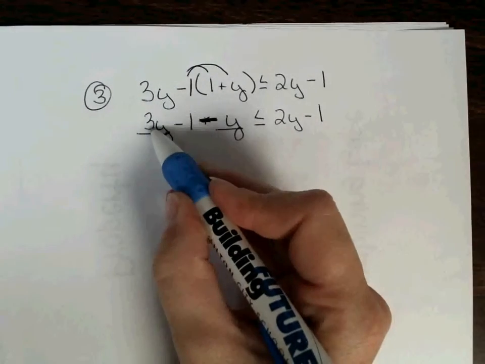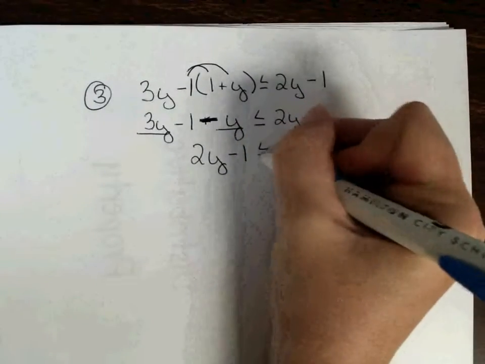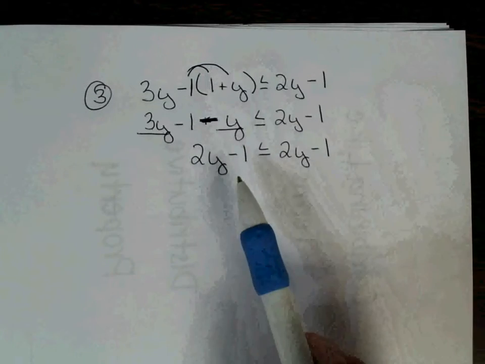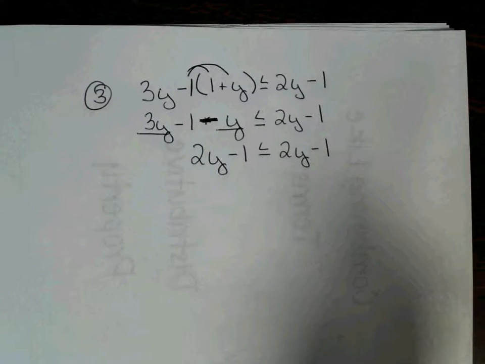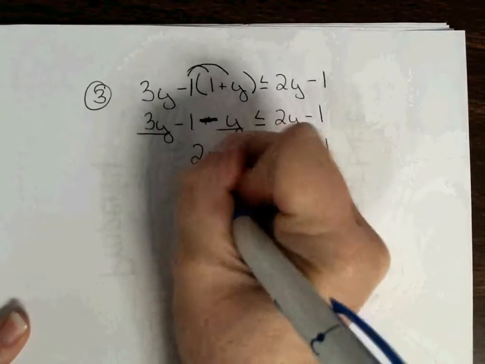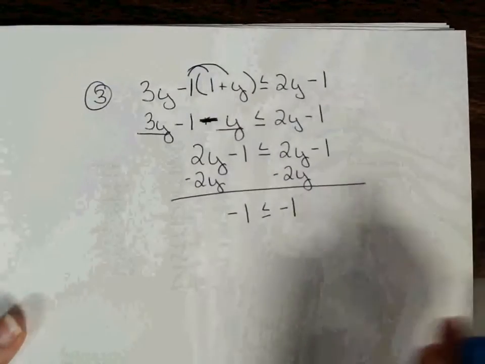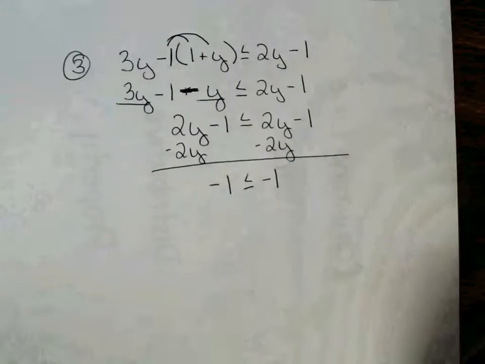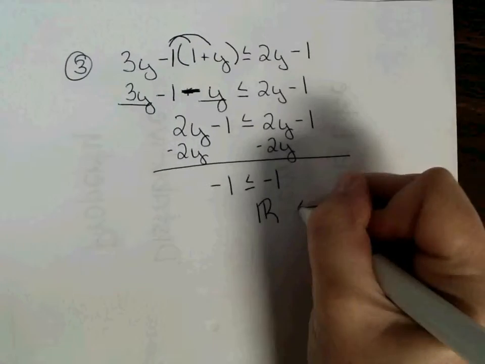Okay, I have like terms on the left side, so 3y minus 1y is 2y, minus y is less than or equal to 2y minus y. I have the same thing on the left side as the right side. So I'm going to subtract 2y from both sides. Now I get negative 1 is less than or equal to negative 1. Is that a true statement? Yes, because you have the equal to. So this answer is all reals.